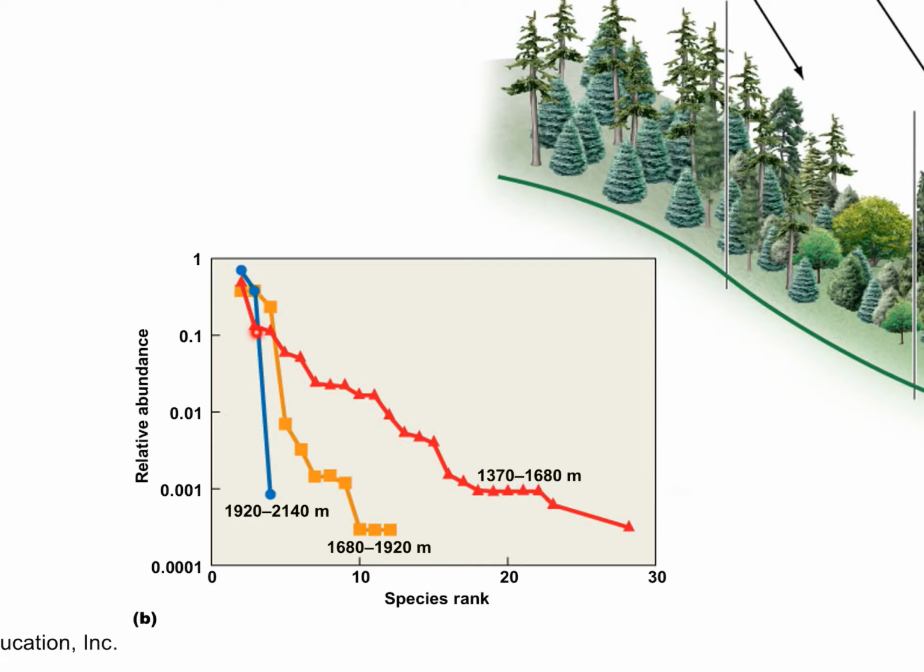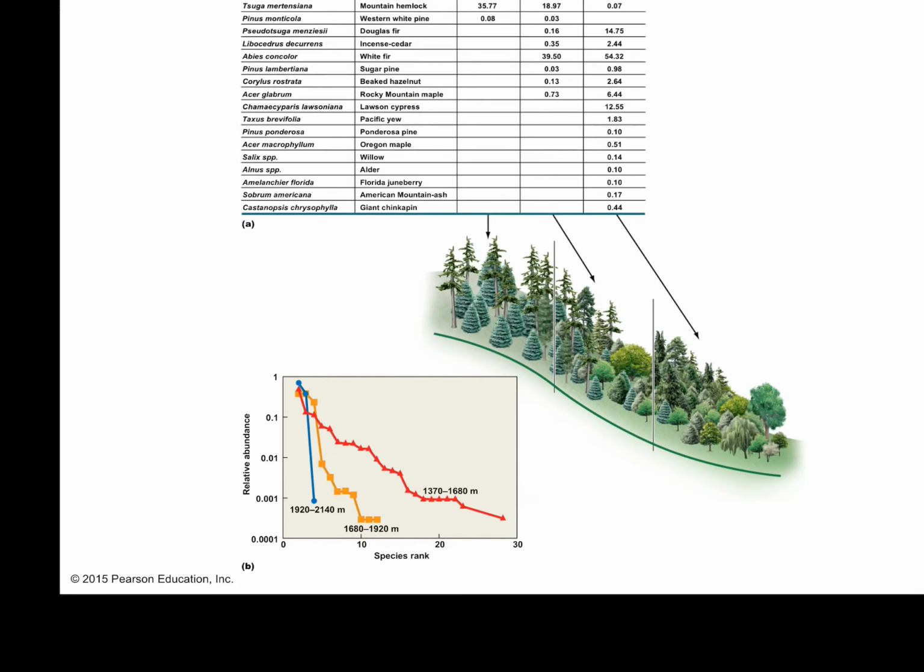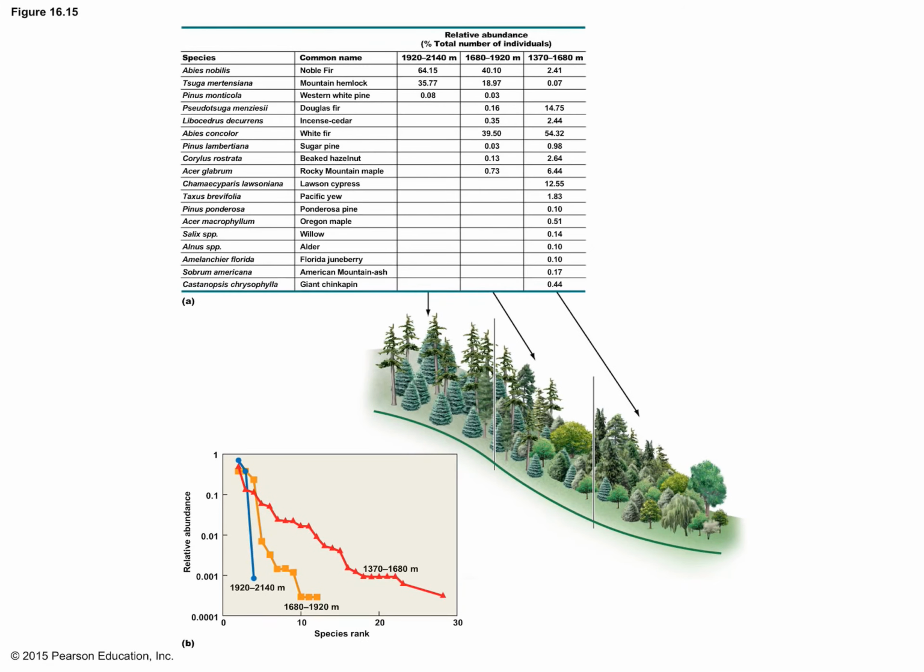And then here we see the most extreme, the highest elevation, only a few species, 3, and very, very low evenness, okay? So dramatic changes in terms of zonation as we go from low elevation to high.